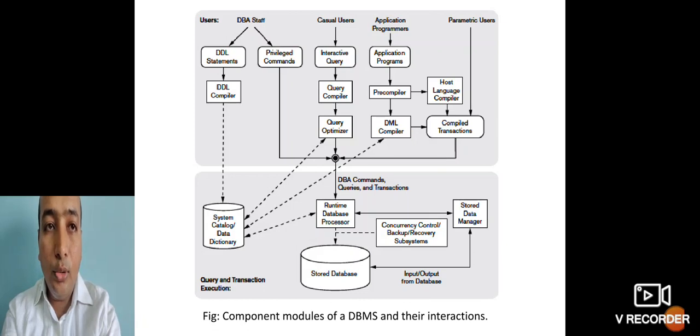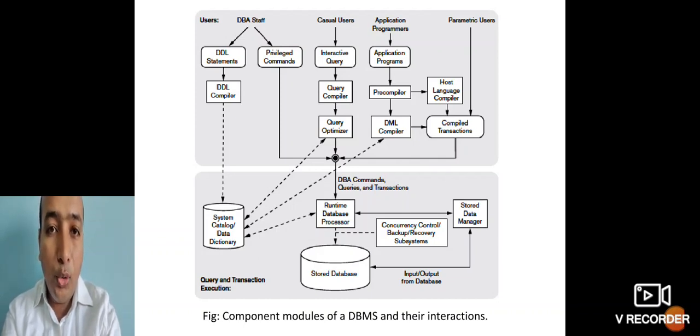Among them, we use 2 things. One is the pre-compiler, which performs the initial task of execution of our programs and works with your DML compilers. If some of the instructions are left to be executed or compiled, we use some host language compilers. So totally all the transactions will get compiled, and all the compiled transactions will be used by parametric users. Now you understood the different users and how they work in the architecture.